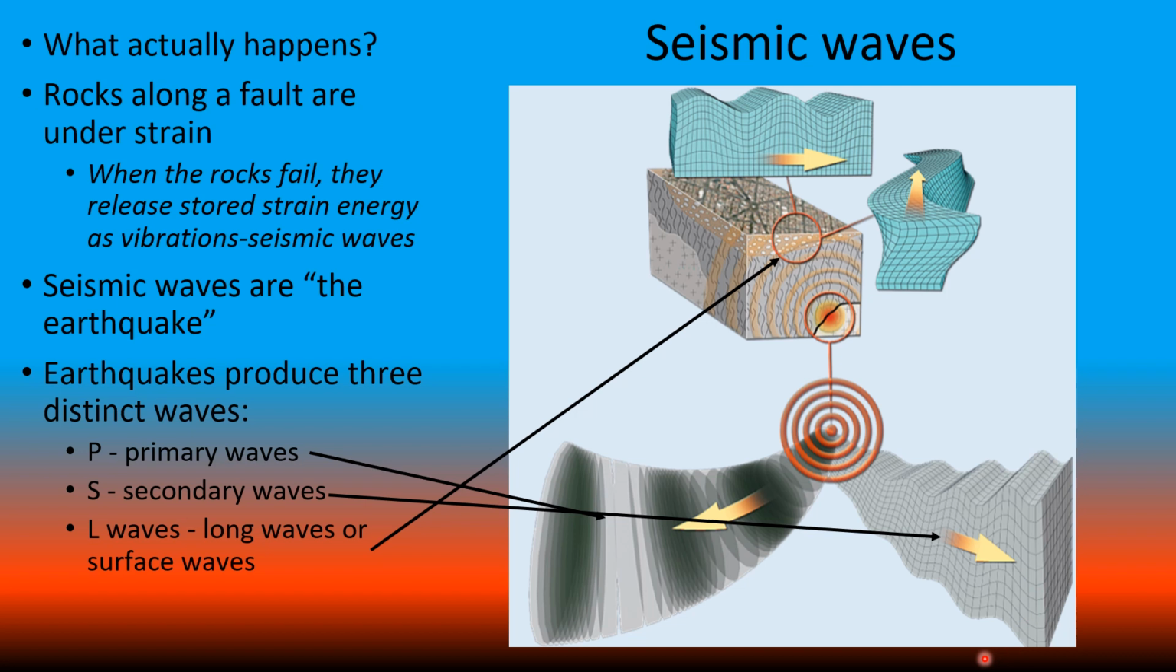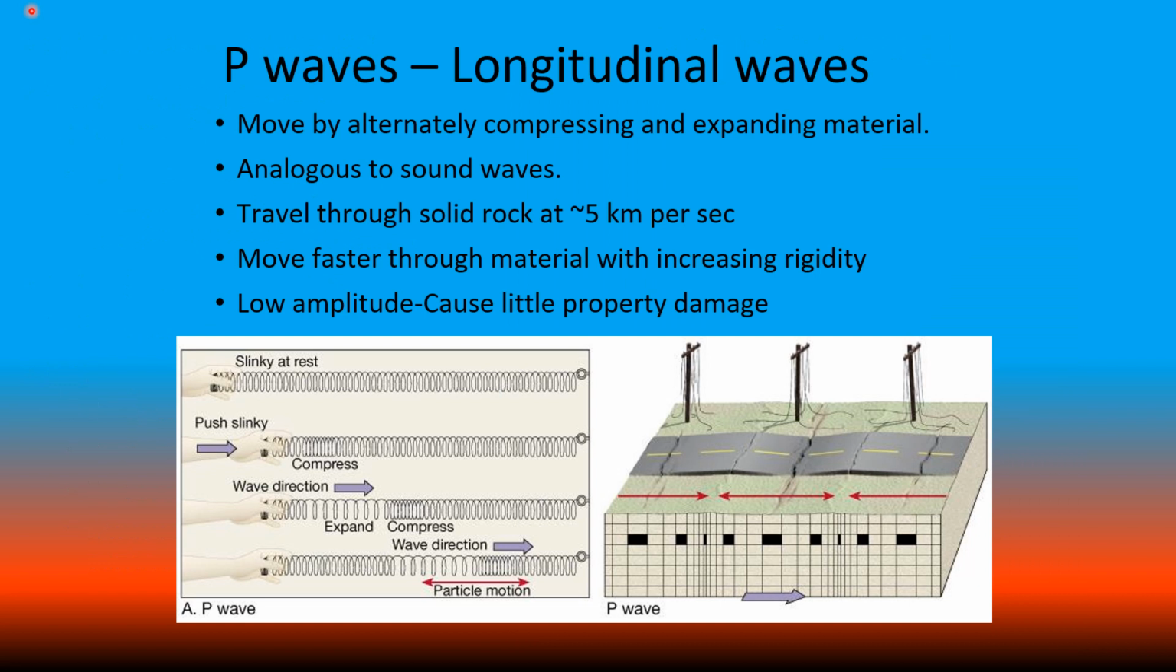And then we have L waves, which are long waves or surface waves. And those can move up and down this way, or they can move side to side this way, but they're at the surface. And I'll talk a little bit more about what that means coming up. So we'll talk specifically now about these different waves, but I just want to point out one thing really quick.